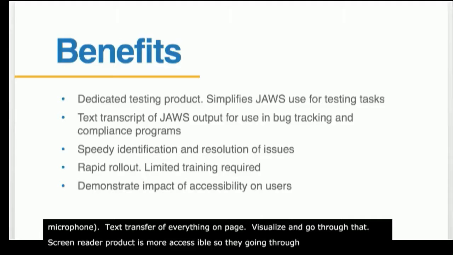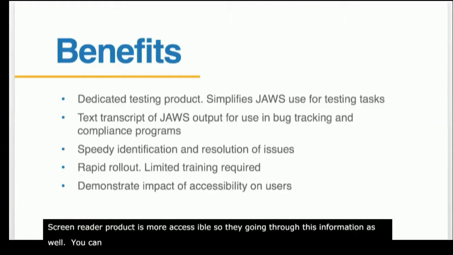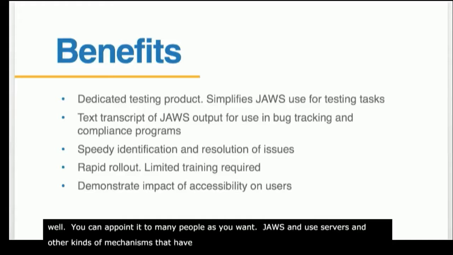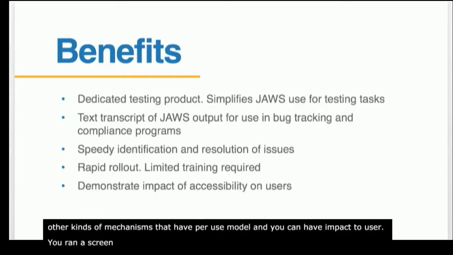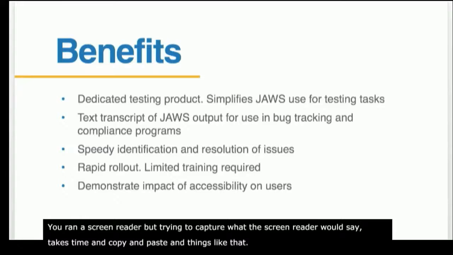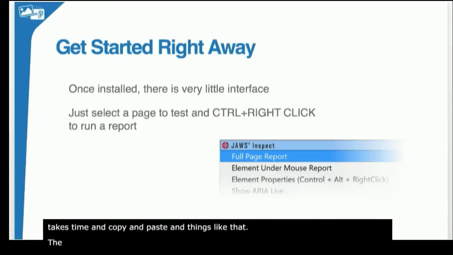You can deploy this to as many people as you want. Licensing models like JAWS allow you to use license servers and other kinds of mechanisms so that you can have a per-use model. And you can demonstrate the impact to the user. This is similar to what you would do if you ran a screen reader, but again, trying to capture what the screen reader would say takes time using things like history mode, copy and paste and things like that. Next slide.